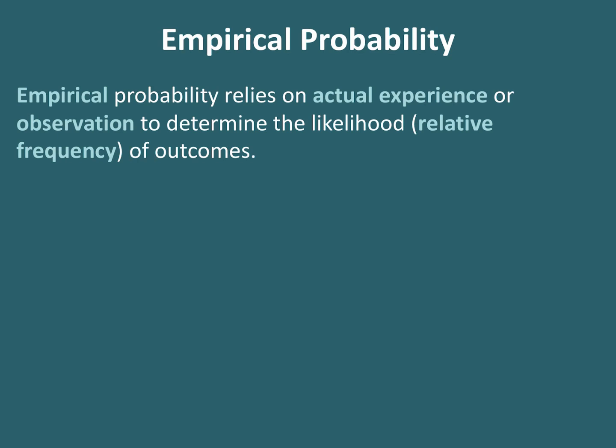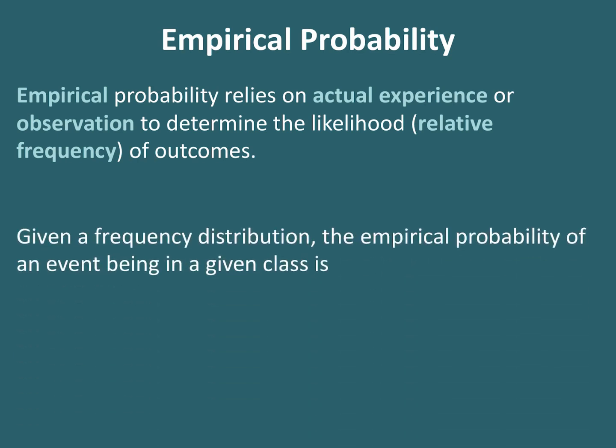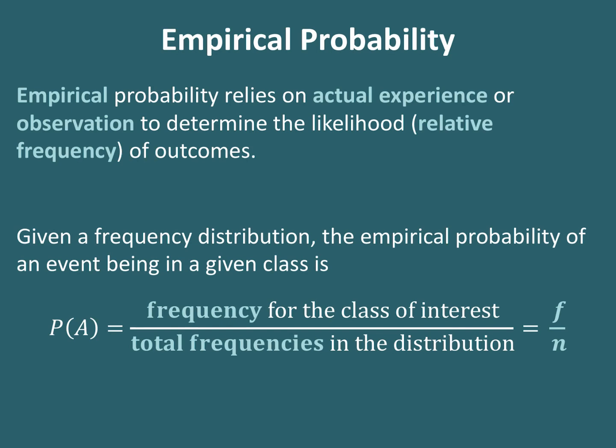Empirical probability relies on actual experience or observations to determine the likelihood, relative frequency, of outcomes. Given a frequency distribution, the empirical probability of an event being in a given class is as follows. It is the frequency for the class of interest divided by total frequencies in the distribution.